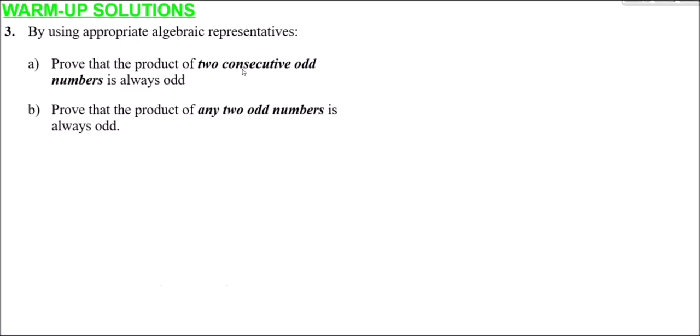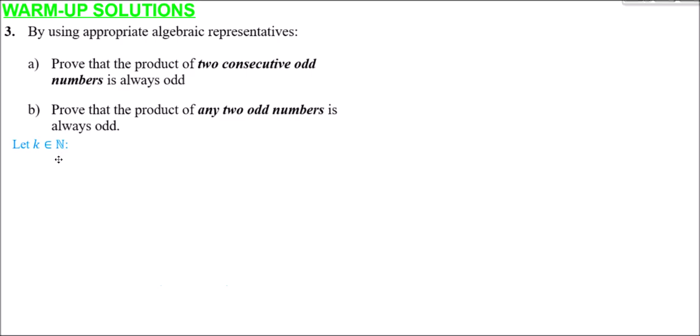So if we're going to use algebraic representatives, consecutive means they are inherently linked to one another. So whatever letter or symbol we pick for one, we should really be using that same symbol for the other, plus or minus, of course, a difference of 2, because consecutive odd numbers always have a difference of 2 between them. So to start off with, for part A, I'd suggest defining some natural number k as being an element of the natural numbers.